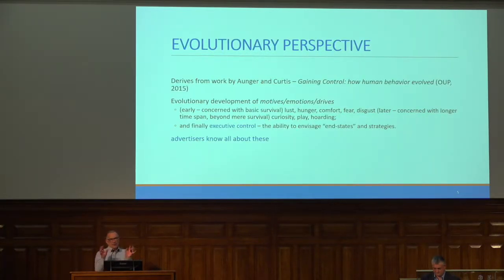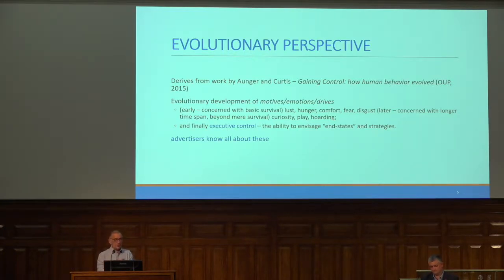The second set of factors are probably tied very closely to what Kahneman calls type 1 thinking. Two of my colleagues at the London School of Hygiene, Anja and Curtis, published a very interesting book a couple of years ago called Gaining Control, How Human Behavior Evolved.